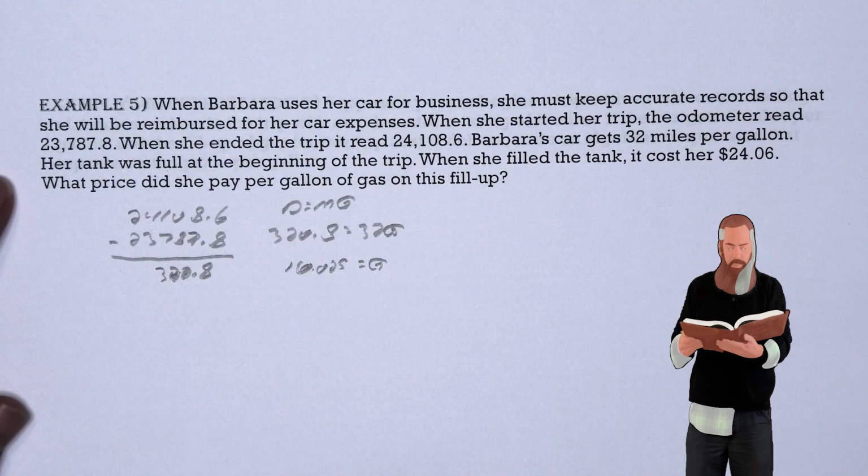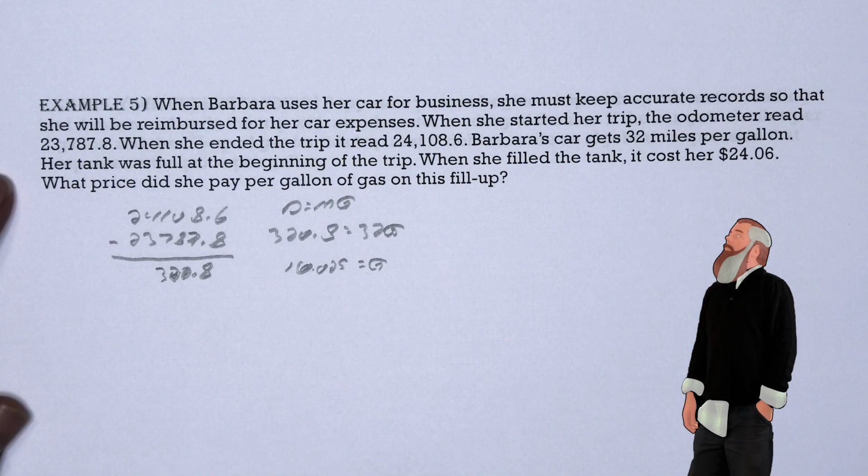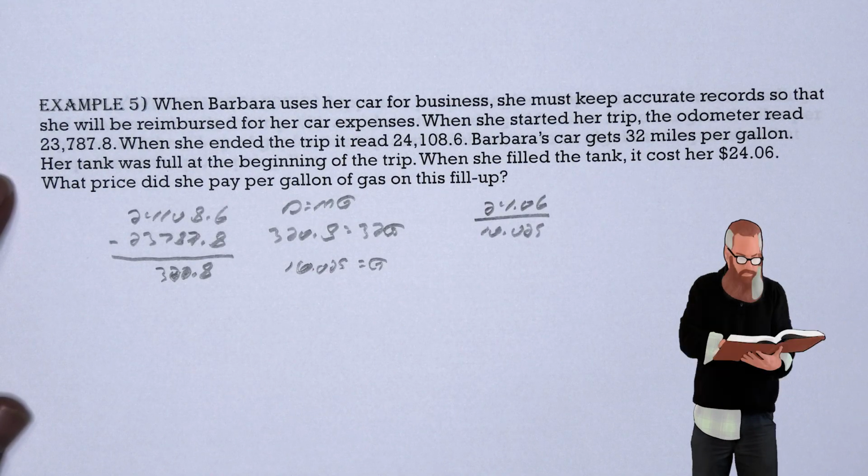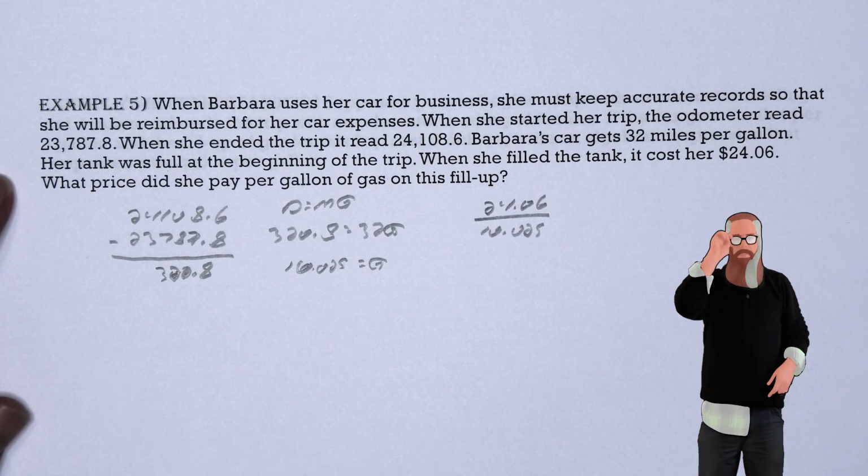Her total gas bill was $24.06. If her total gas bill was $24.06, divide the total amount by the number of gallons used to get the price that she paid per gallon.